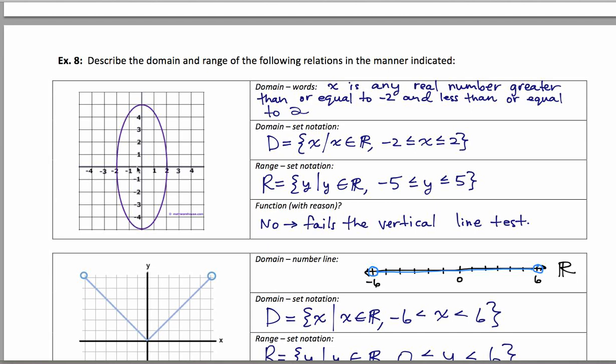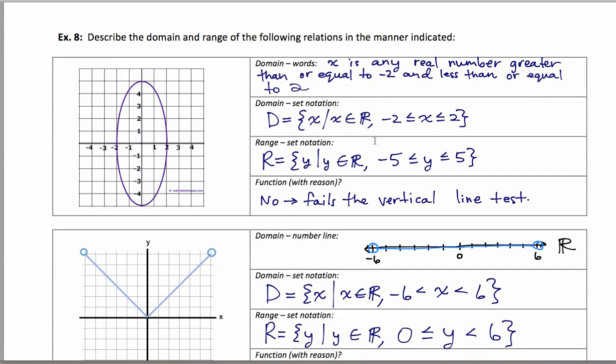So this domain, the function, or in this case it's a relation, it's not a function at all, is included in between -2 and +2. All the values between -2 and +2, including -2 and +2 themselves. And then the y values go from -5 to 5 inclusive. So in words, for the domain only, we could say x is any real number greater than or equal to -2 and less than or equal to +2. Okay, so it's contained within those parameters.